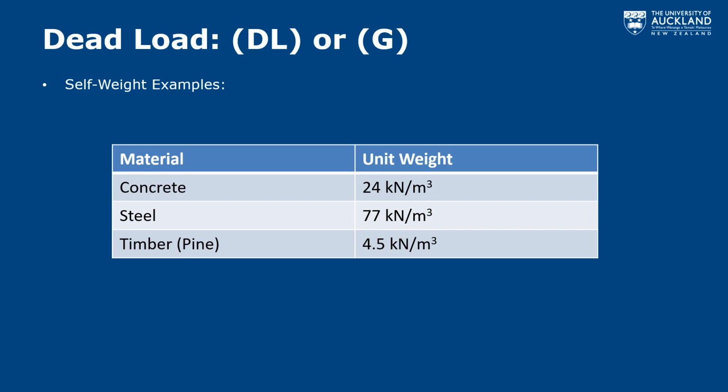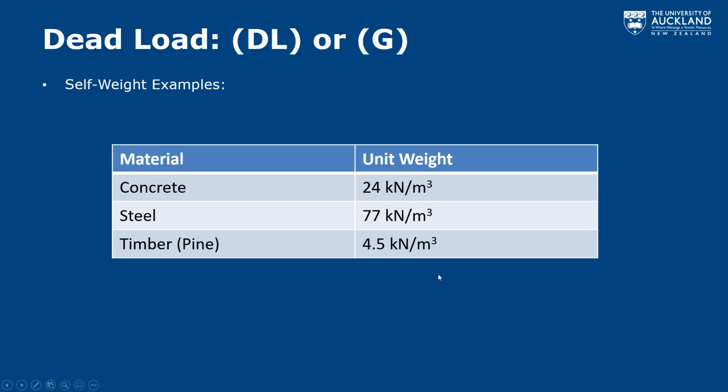So in terms of some examples of self-weights, concrete is going to be 24 kilonewtons per meter cubed. This is typically the heaviest thing that we use as structural engineers, mostly because of the volume. Steel is more dense, approximately 3 times as dense, but it has a much more efficient load carrying capacity, and so you'll find that steel buildings are often lighter than concrete buildings simply from that strength to weight ratio.